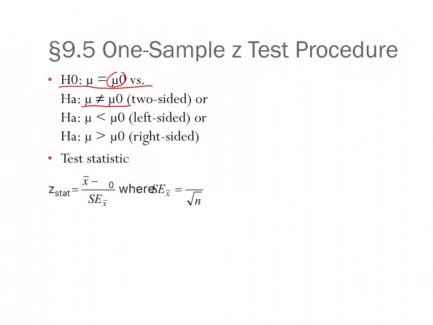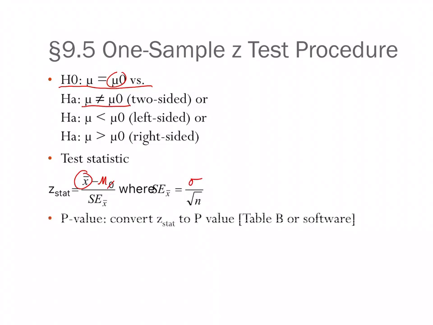Then you're going to use your test statistic, which here is our z-stat, which is our x bar minus mu sub 0, our null hypothesis value, over our standard error of x, where remember the standard error of x equals the standard deviation over the square root of n. Once we find that, we will find the p-value that corresponds to it. You can either use a graphing calculator, your table B, or other software to do it. And then depending on where your p-value is, you'll state it compared to the significance level of alpha.